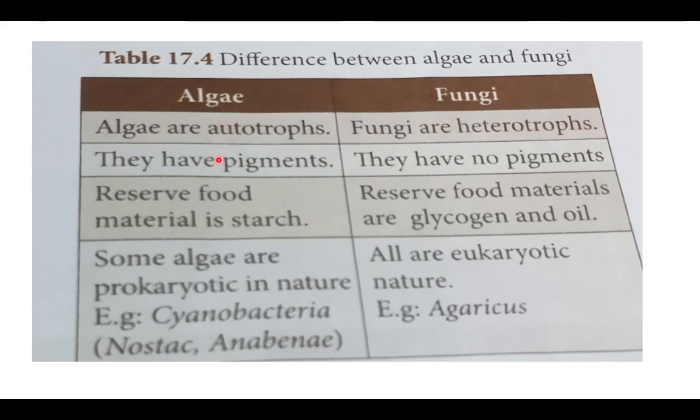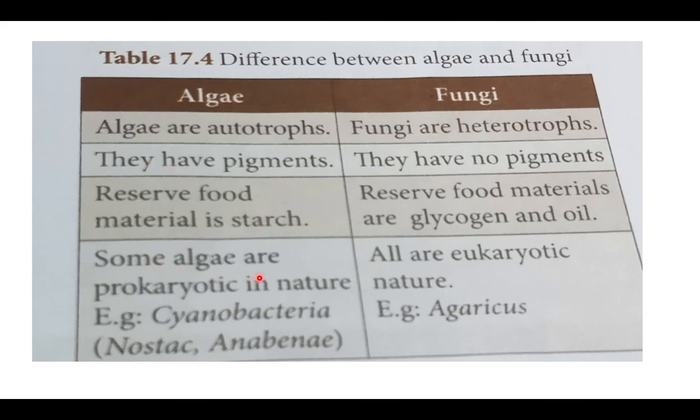And algae have pigments. What pigment? Chlorophyll pigment. But fungi do not have any pigment, so they are colorless. And next, algae reserve food material. What kind of food material is reserved? Starch. Fungi reserve food material as glycogen and oil. Glycogen and oil are the reserve food materials. But for algae, starch is the reserve food material.